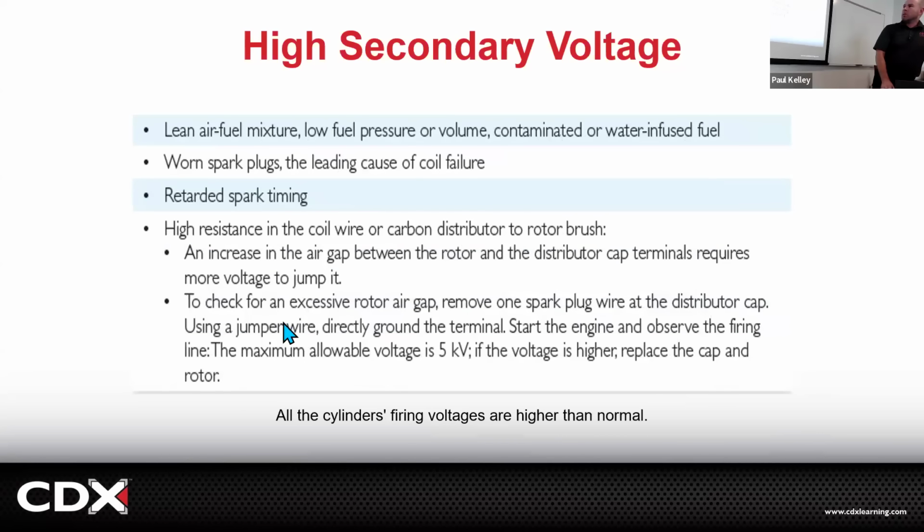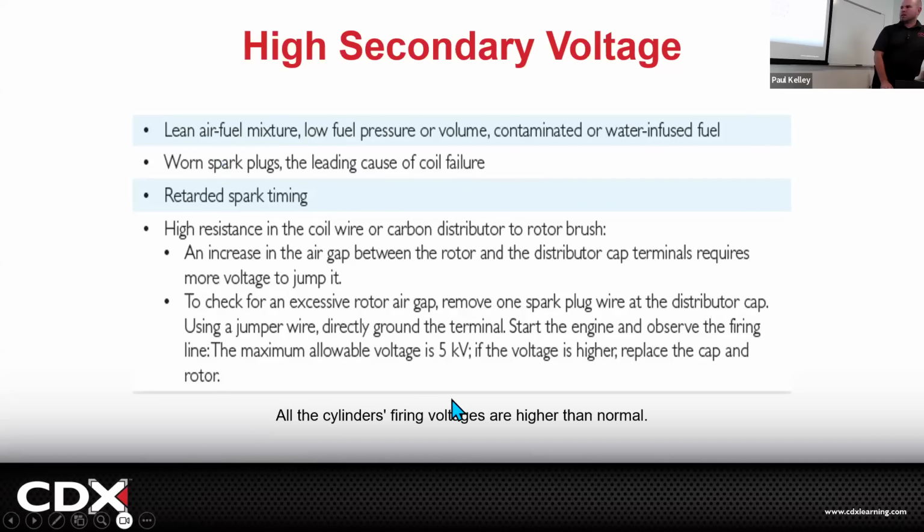Okay. Like we were saying, lean air fuel ratio, low fuel pressure or volume. Lean air fuel ratio, that's its own big lesson, but just know lean. Too much air, not enough fuel. Worn spark plugs is the leading cause. So if your spark plugs are worn, that gap is bigger, the resistance is up, the firing line will be higher, right?